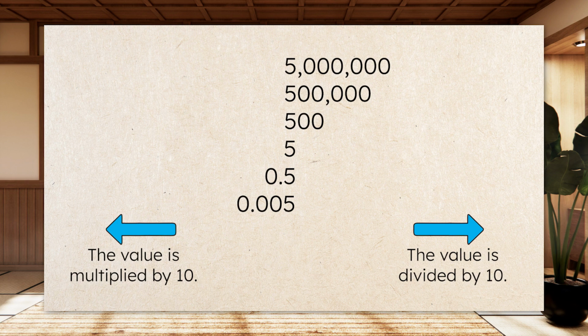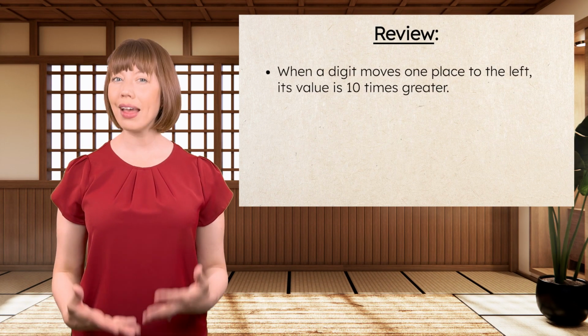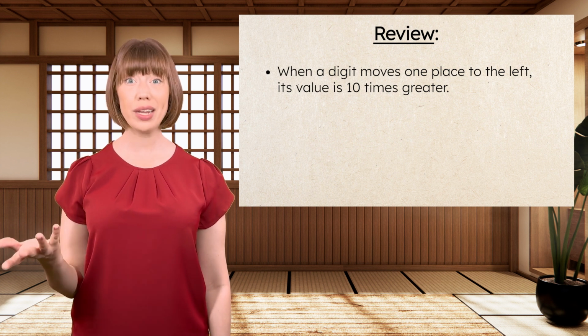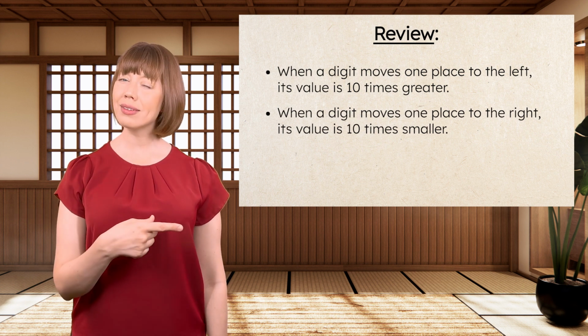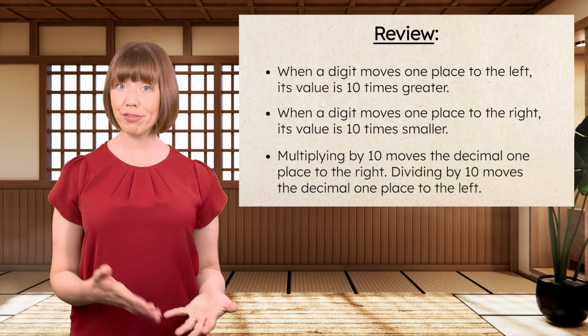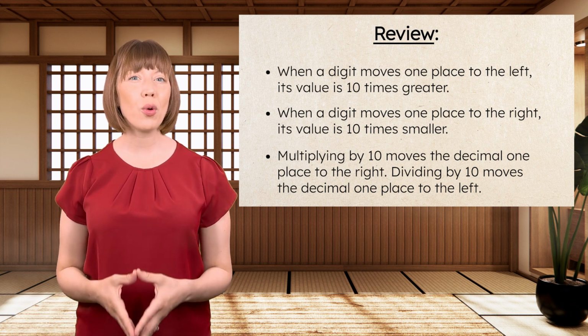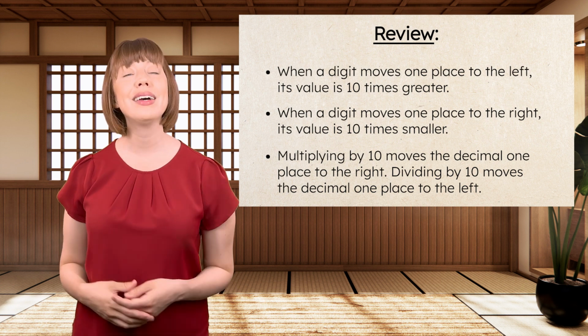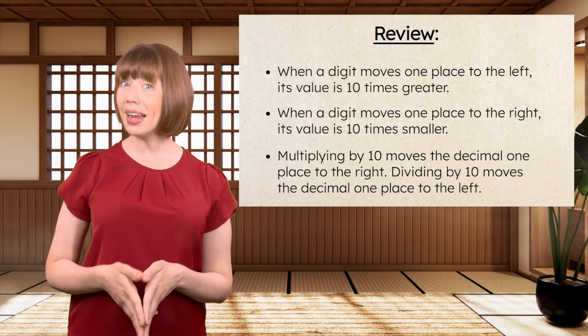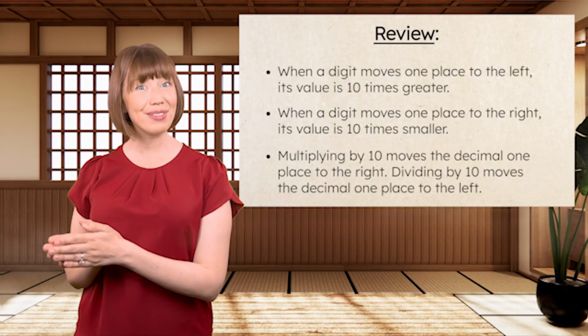Great job, Math Masters! You solved the Math Mastery Dojo Challenge and earned your next badge. So, what have we learned today? We learned that every time a digit moves one place to the left, its value becomes 10 times greater. Every time it moves to the right, it becomes 10 times smaller. We also know that when we multiply or divide by powers of 10, the decimal point shifts to the right or left. Multiplying by 10 moves the decimal one place to the right. Dividing by 10 moves it one place to the left.